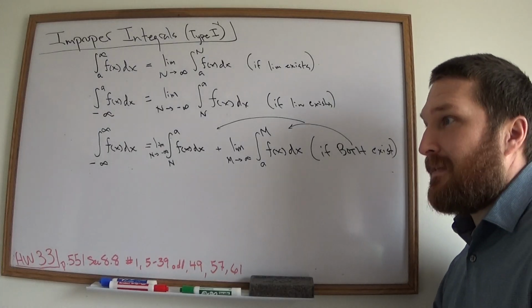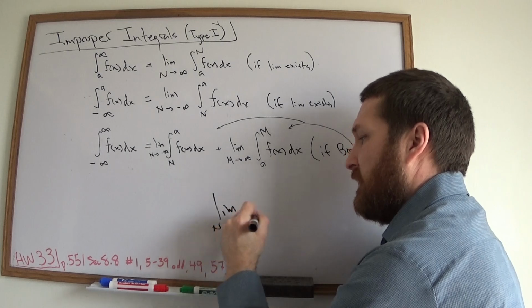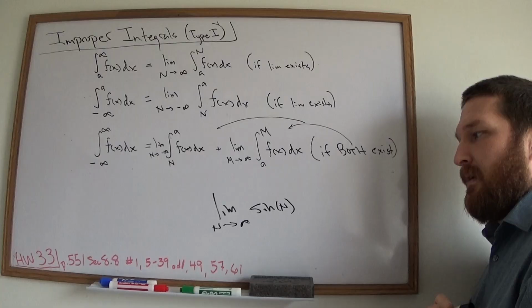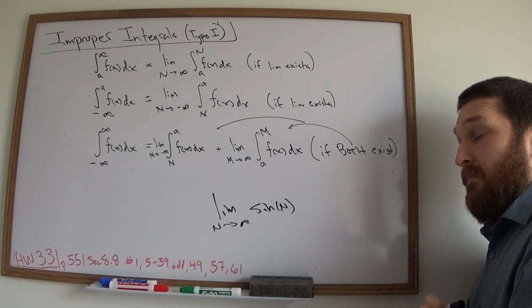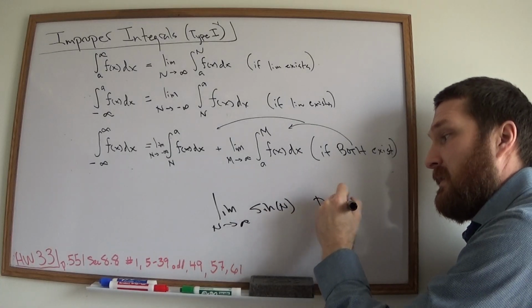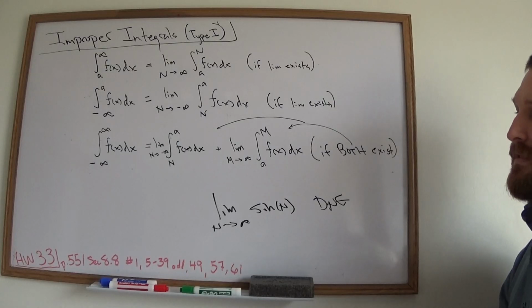Or if the limit doesn't exist, right? So like the limit as n goes to infinity of sine n, does that limit exist? No, it bounces back and forth between 1 and negative 1 forever. It does not exist, and therefore the integral does not exist. Okay? So that's how we're going to play this game.